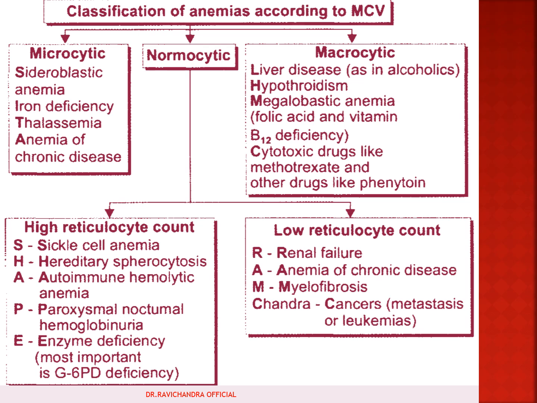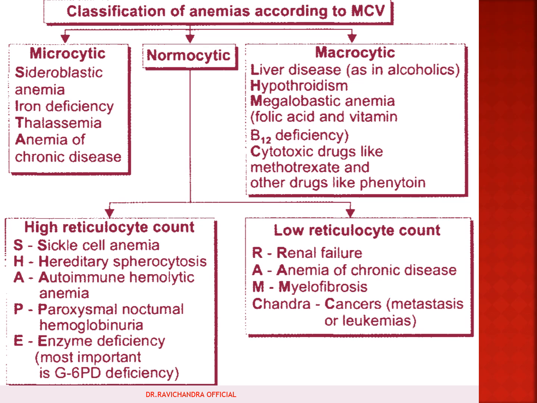So for high reticulocyte count, remember the mnemonic SHAPE: S for sickle cell anemia, H for hereditary spherocytosis, A for autoimmune hemolytic anemia, AIHA, P for paroxysmal nocturnal hemoglobinuria, that is PNH, and E for enzyme deficiency, out of which the glucose 6 phosphate dehydrogenase deficiency, that is G6PD deficiency, is the most important one.